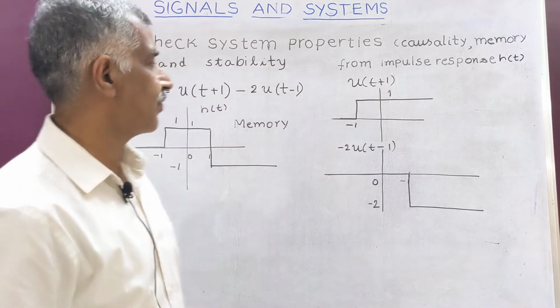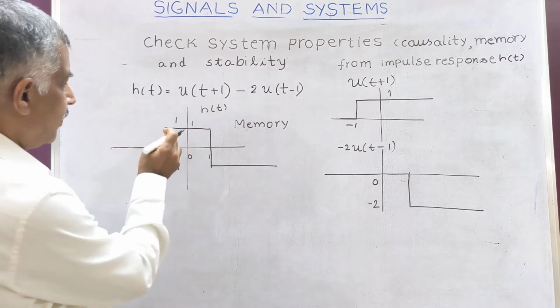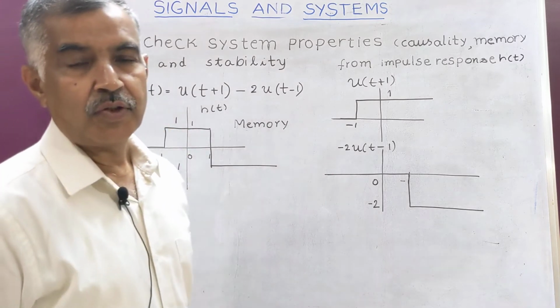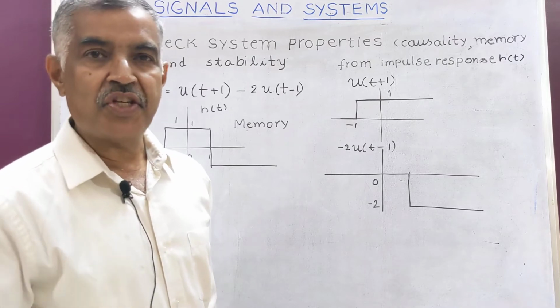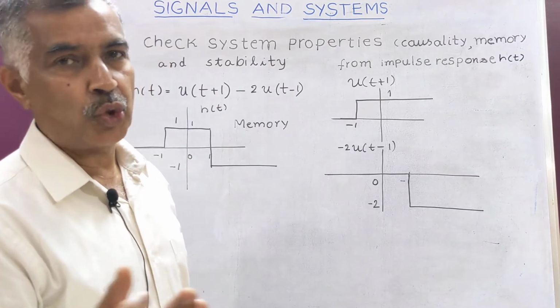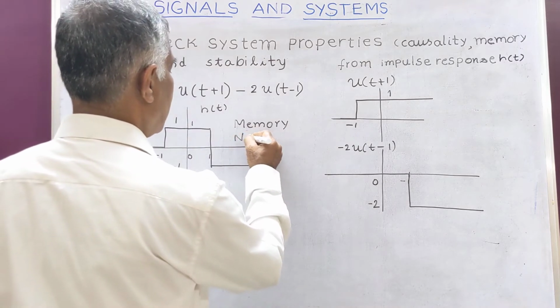It is not memoryless. Next, for t less than 0, these values exist. What is the condition for causality? For t less than 0, h(t) has to be 0. That is not so. Therefore, it is non-causal.